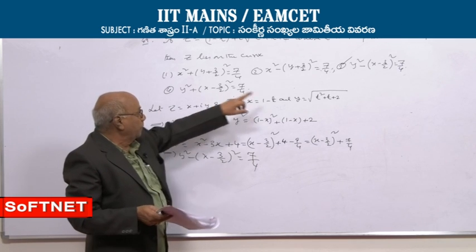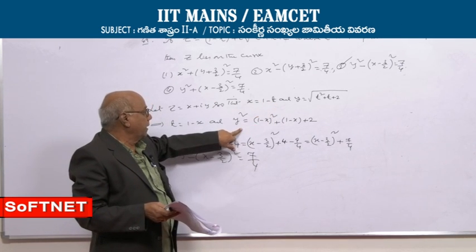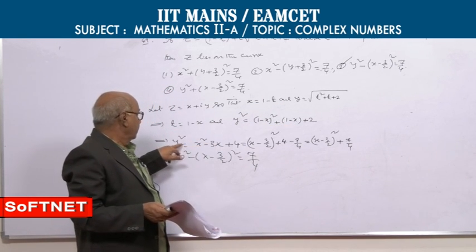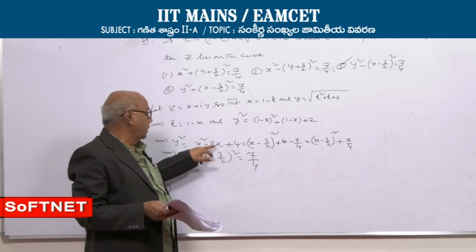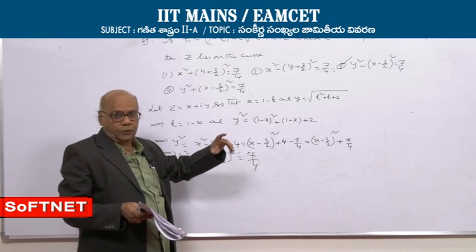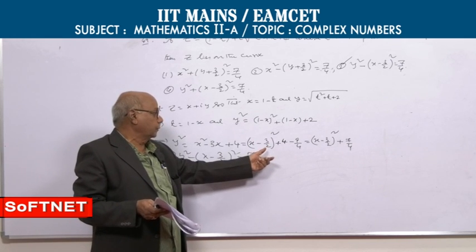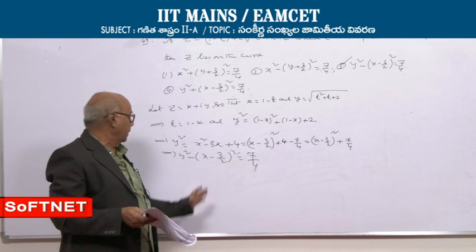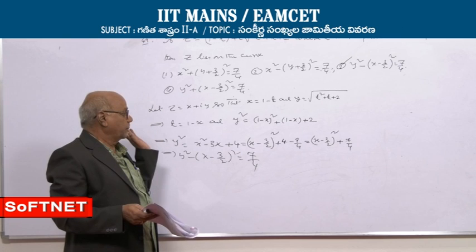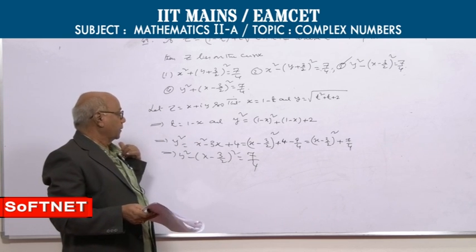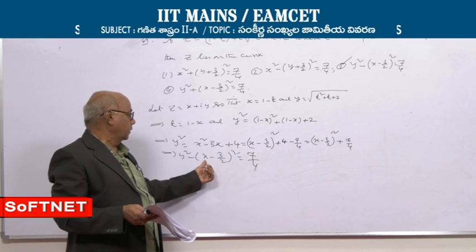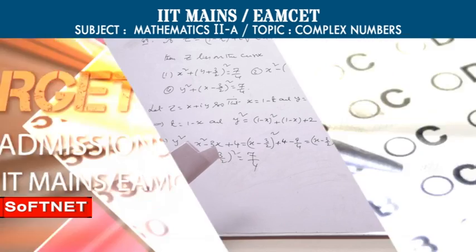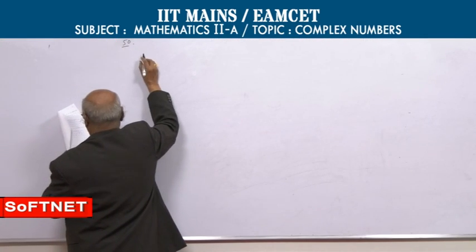Substituting this value in y, we get y² = (1 − x)² + (1 − x) + 2. That means y² = x² − 3x + 4. Now completing the perfect square, (x − 3/2)² + 4 − 9/4, which is nothing but (x − 3/2)² + 7/4. So if you bring (x − 3/2)² to the left side, y² − (x − 3/2)² = 7/4. So the answer is option 3.